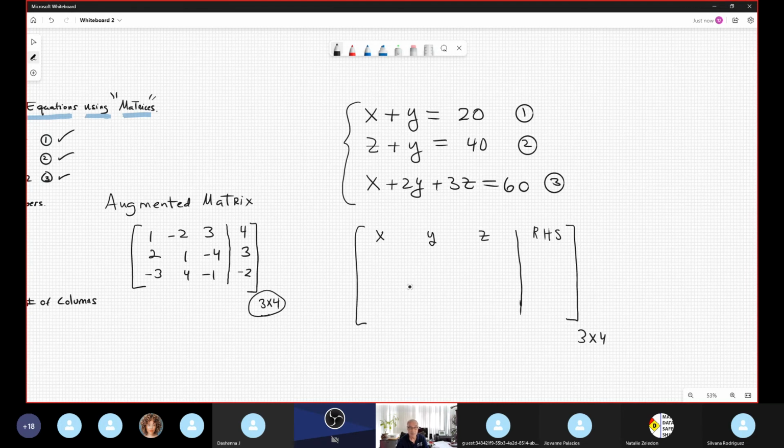But how do you translate the first equation, where z is missing? Oh, wow, this is 1, this is 1, this is 0, and this is 20. Do you see that? And this is the matrix language of the first equation. The second equation is x is missing, no x, 1y, 1z, and it's a 40. And the third equation is easy because it's complete. Nothing is missing. 1, 2, 3, and 60. Do you understand very well?